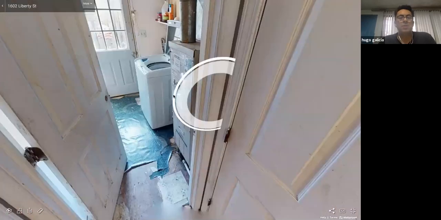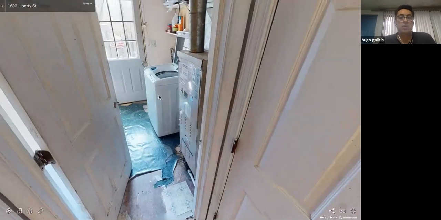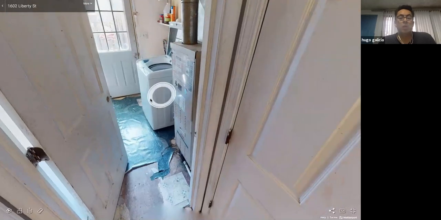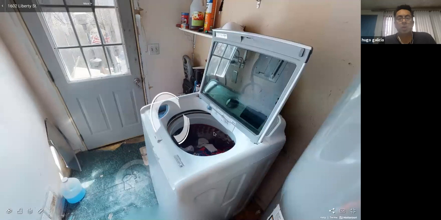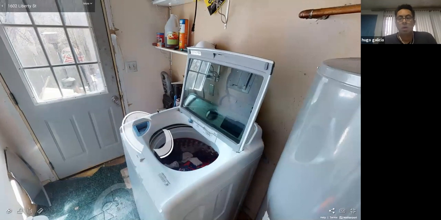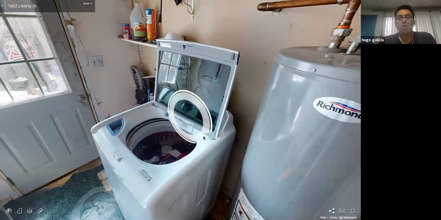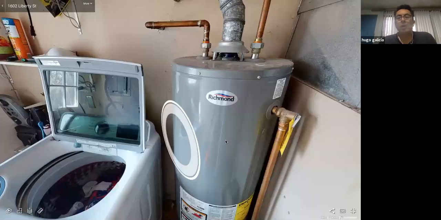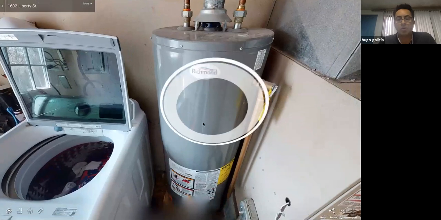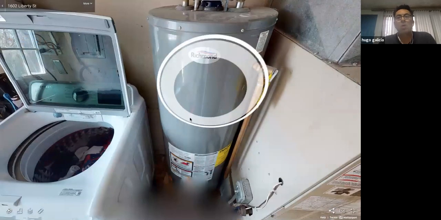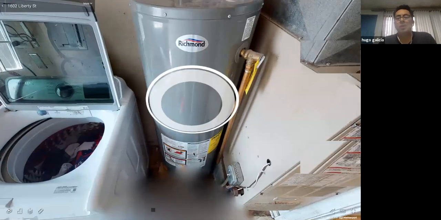Okay, so this is the laundry room. This is one of the rooms that you want to take a look at, because here you only have a washer. The mechanical room is right here. So look at the water heater. It looks in pretty good shape. The water heater looks newer, so that's a good thing.